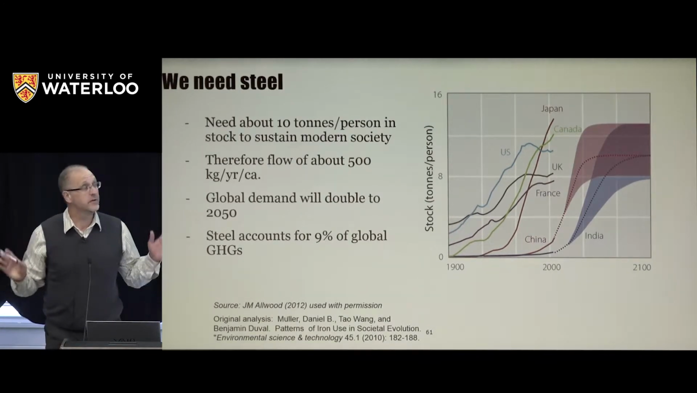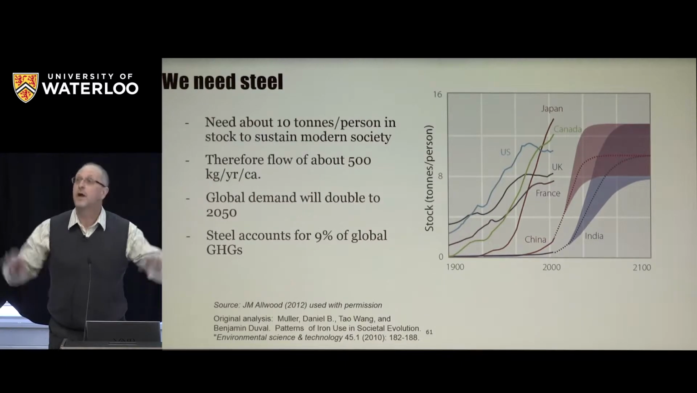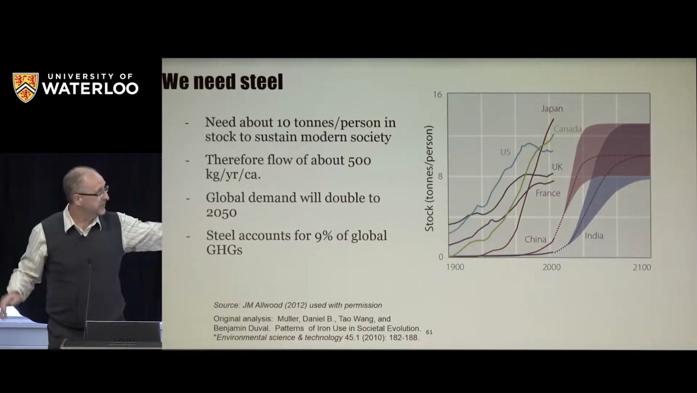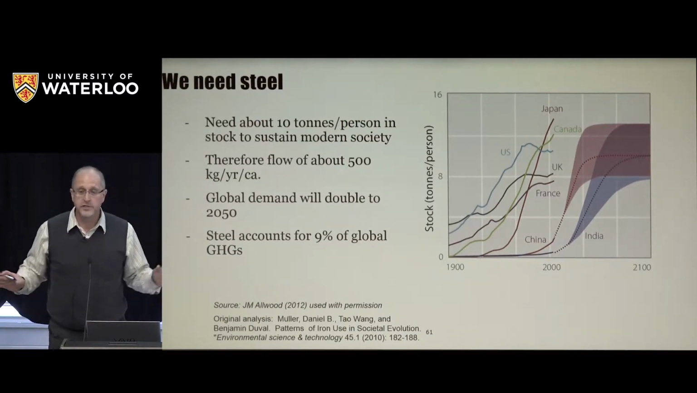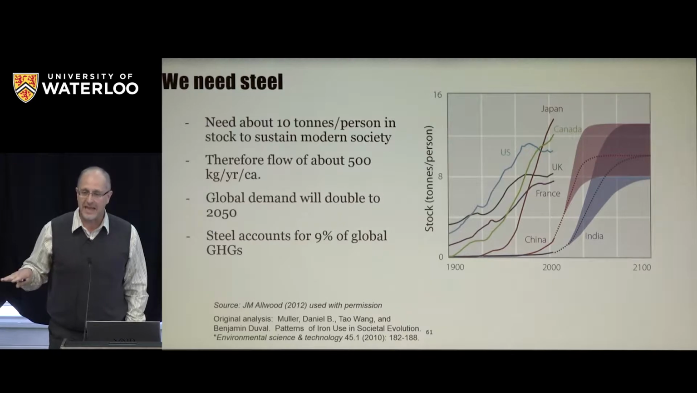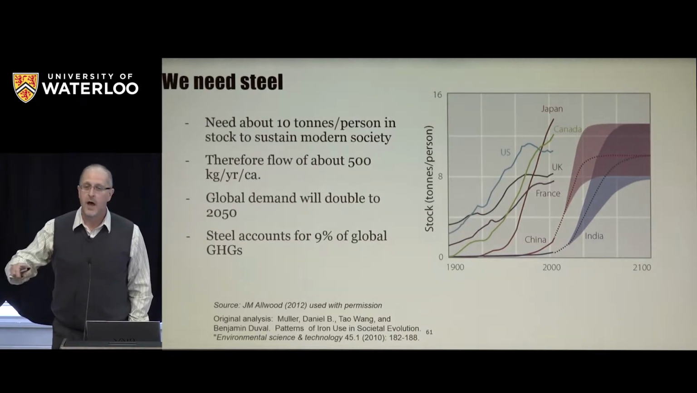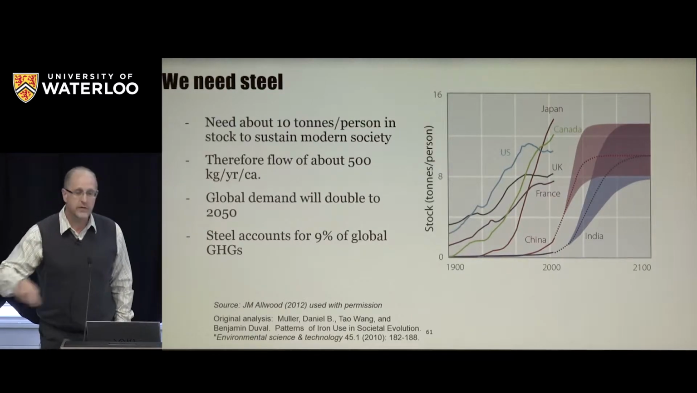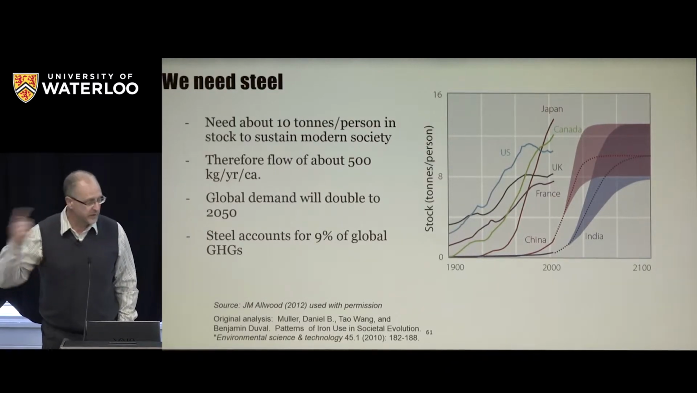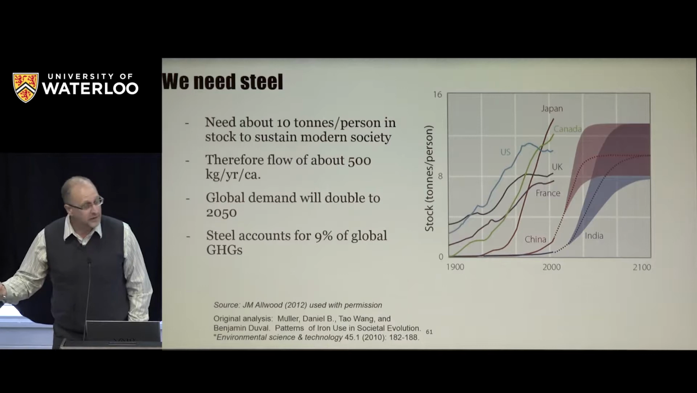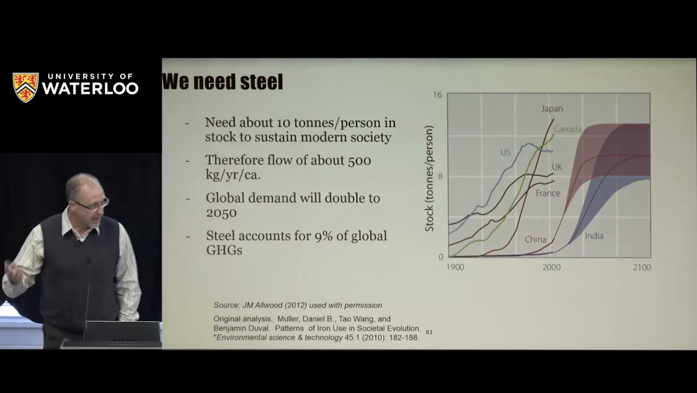Just looking around us now, our tables, the building, the vehicles outside, the fencing, the bridges, the pipelines, that's a stock of steel. It's about 10 tons that is static. It's sitting here and providing our way of life in Canada. About 500 kilograms of that is turning over each year in our recycling, in our waste, what have you.